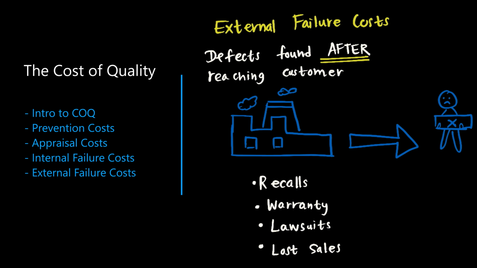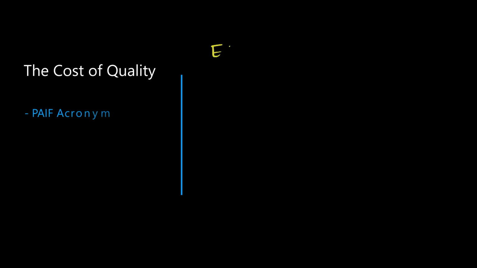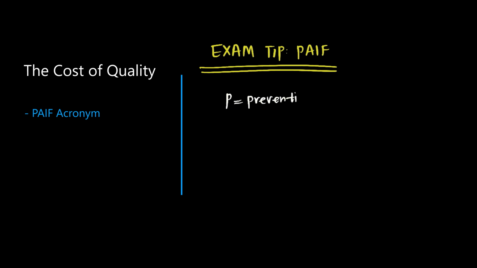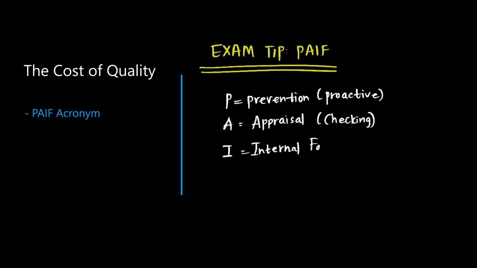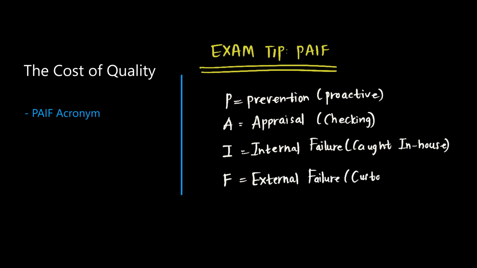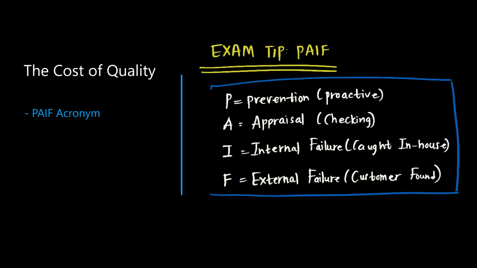Let's think of this like building a house. A great way to remember these 4 costs is the acronym PAF: prevention, appraisal, internal failure, external failure. On your exam, you will absolutely get scenario questions asking you to classify a cost. Remember, if it's proactive and meant to stop problems, it's prevention. If it's about checking or inspecting, it's appraisal. If a problem's found before the customer gets it, it's internal failure. If the customer finds the problem, it's external failure.